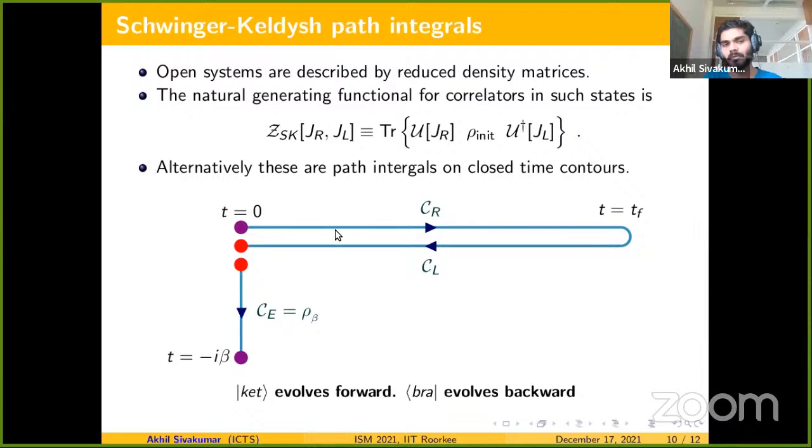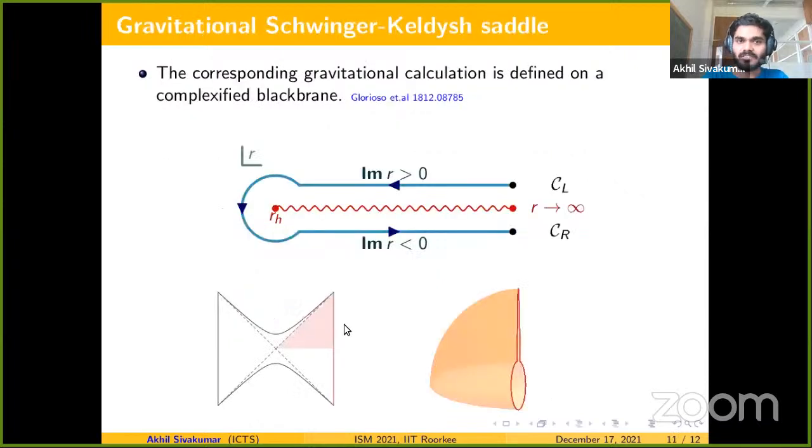And then the appropriate path integral is defined on a closed time contour, where the upper and lower legs on this time contour denote the ket and the bra: the ket evolving forward, and you think of the bra as evolving backward, and then they are identified at some future time point, indicating this tracing. And this is like a cartoon for creating some initial thermal density matrix by evolving with some beta time and so on, which is more familiar. And so there's a bulk realization of this.